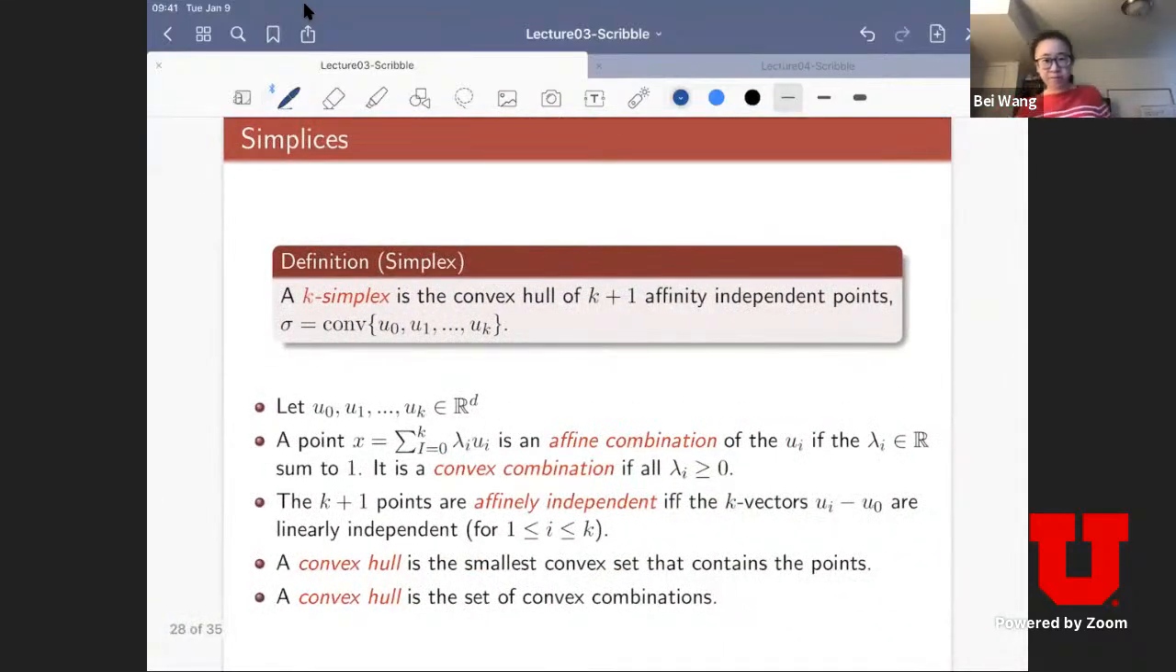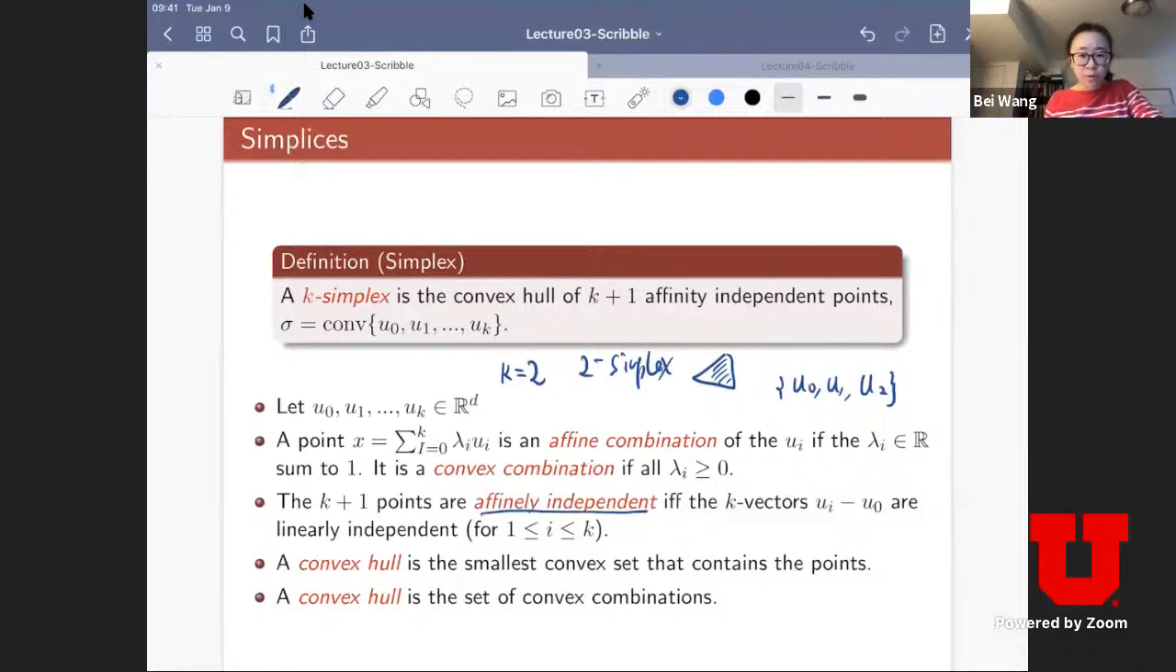So what is the mathematical definition? A k simplex, here k means the dimension, is a convex hull of k plus one affinely independent points. So what is a convex hull, right? If I start with points, let's say for the time being k is equal to two. So we are studying a two simplex, okay? And we know that a two simplex is a triangle, okay? So in this case, my affinely independent points are going to be u0, u1, and u2, okay? And they are affinely independent if and only if, in this case, when k is equal to 2, so I have 3 points, we want to say every 2 vectors between the points are linearly independent.